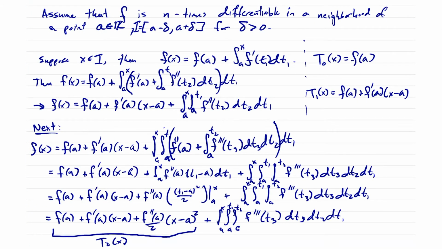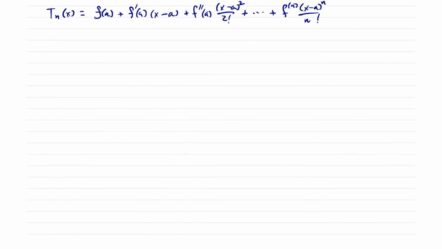And since honestly we have to keep iterating all this, if we're only saying it as n times differentiable, then we could really only take this to a certain point. So we'll just stop at t n minus 1.